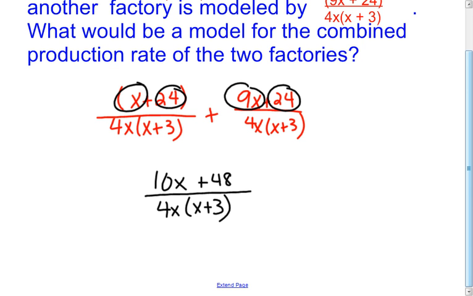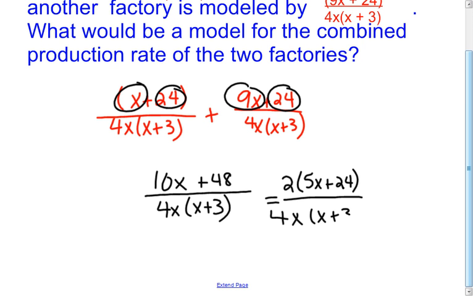Okay? But you want that as simplified as you possibly can get it. And so on the top, I can pull a 2 out of here. And when I pull a 2 out of here, I will have 5x plus 24. And of course on the bottom, I have 4x times x plus 3. And what you can do is you can cancel this 2 with this 4 and make that be a 2x down there. And so then what you really have is 5x plus 24 over 2x times x plus 3.